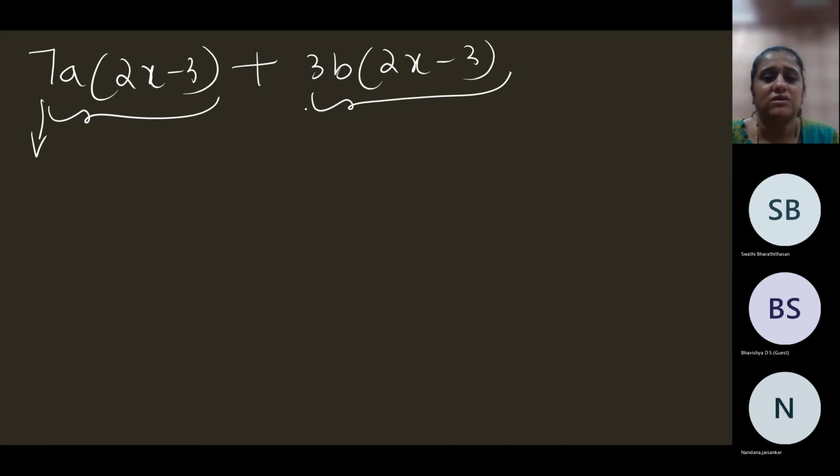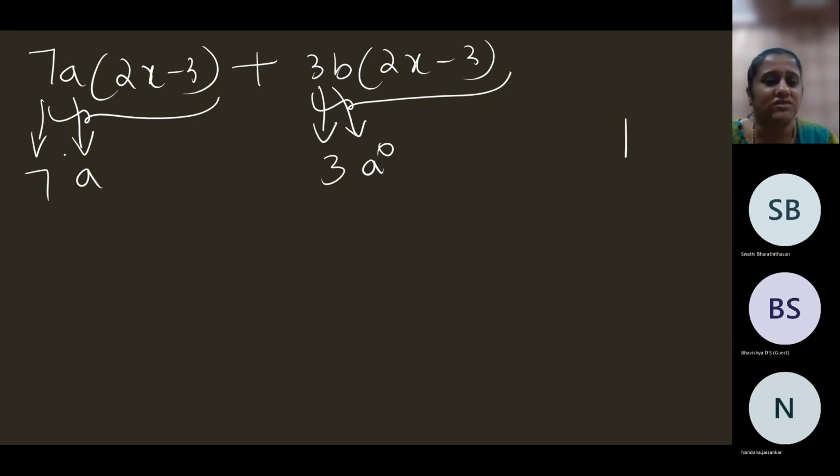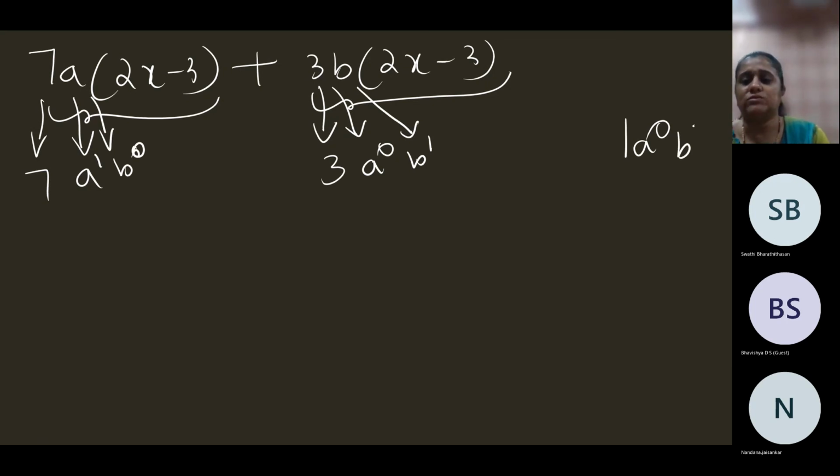Now, there's 7 here. There is 3 here. HCF 1. There is A here, but there's no A here. So it's A to the power 0, the least power. Here there is B, that is B power 1, but here it is B power 0. There is no B there. So the least power is B power 0, because B power 0 is 1. Then there's one more term. There is 2x minus 3 here. There's 2x minus 3 here also. So 2x minus 3 is common.